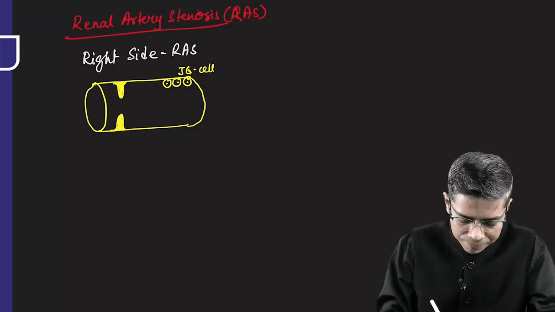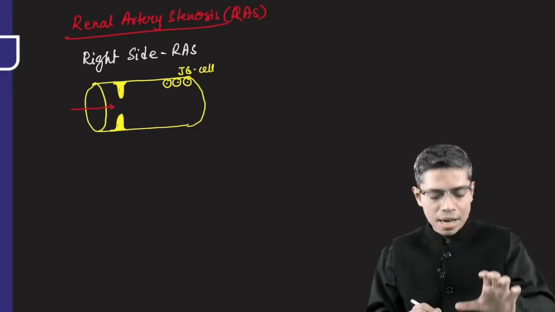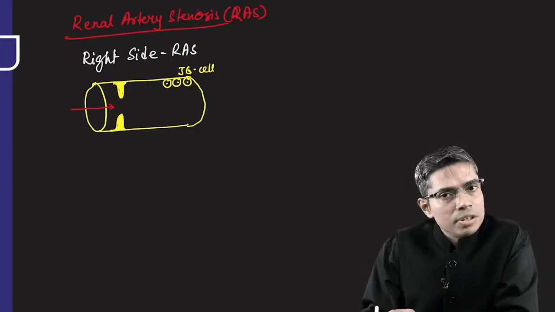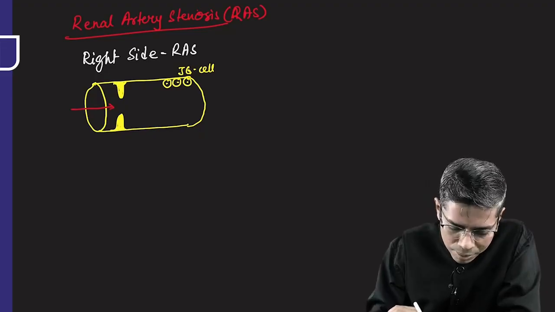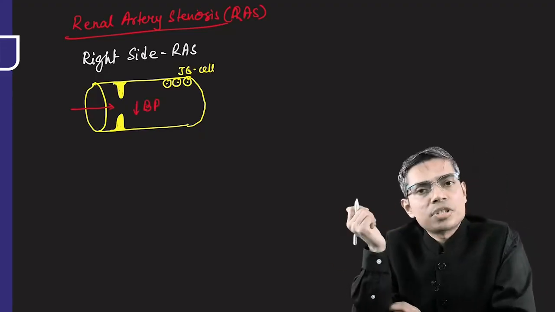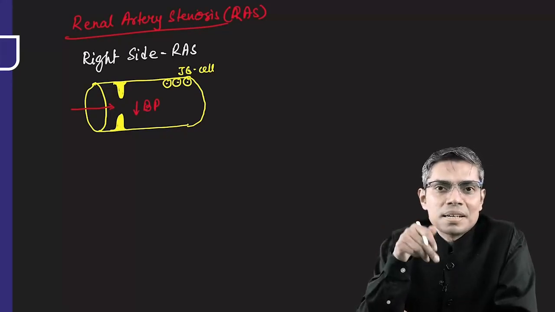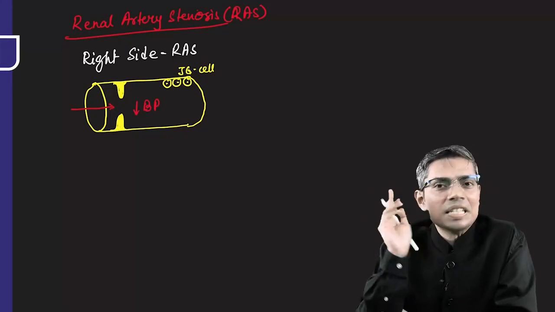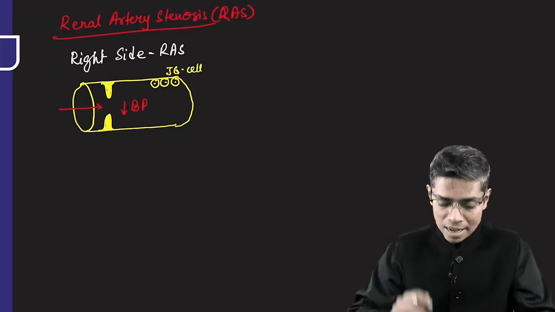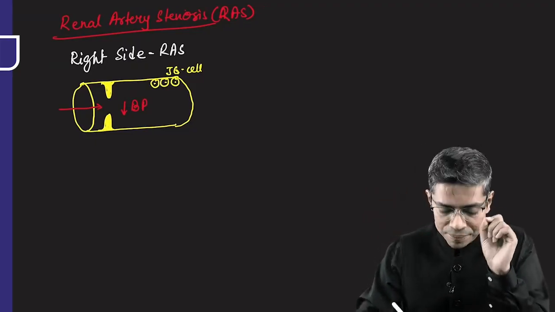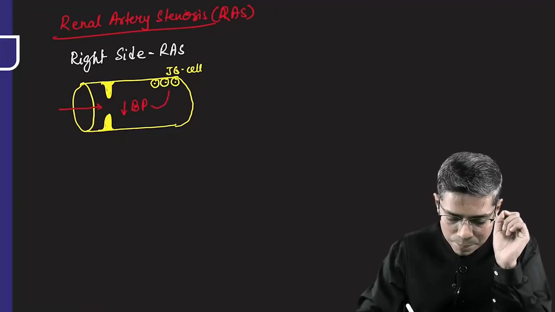So the obvious thing is that whenever there is a stenosis, due to high resistance, the blood flow in the post-stenotic region will be lesser. So what will happen to the blood pressure at the level of the afferent arteriole or in the post-stenotic region? Simple, there will be a decrease in blood pressure. What is the effect of this decreased blood pressure on this JG cell? I told you that hypotension, particularly a decrease in blood pressure at the level of the renal artery, if it is lesser than 80, is a potent stimulus for this JG cell.